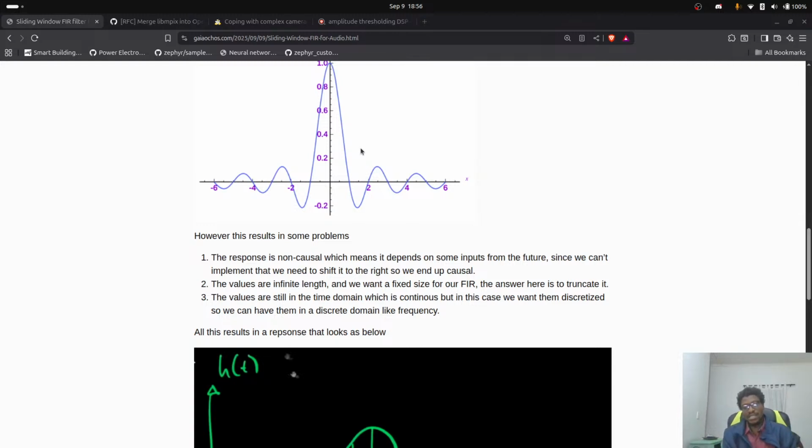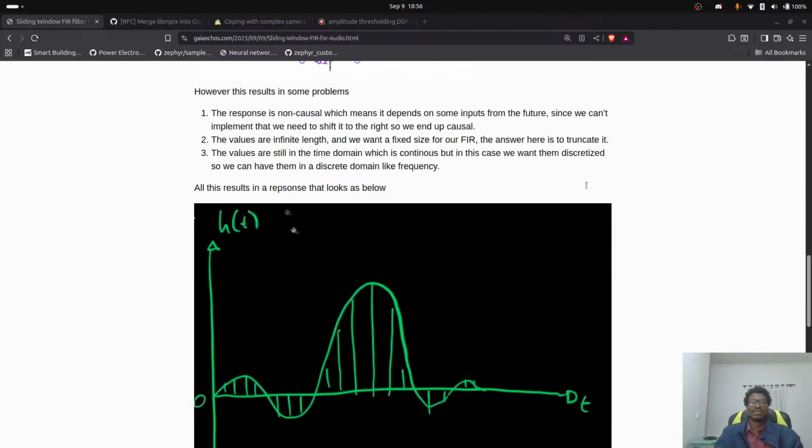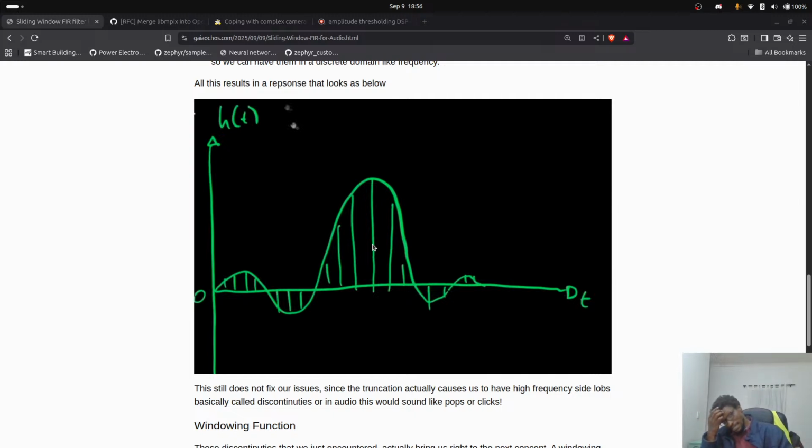If we take these 3 steps: the first step is it's non-causal, so we need to make it causal by sliding it to the right, removing the negative ones. Then the tails are infinite, so we chop them, truncate them so that they're finite, so that they start and end at 0. And the third part is we discretize it. We end up with something that looks like this.